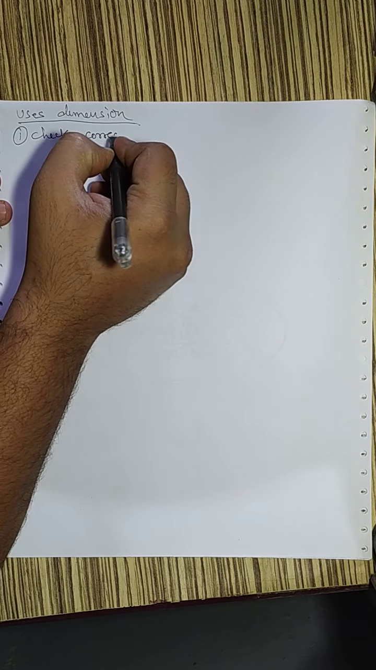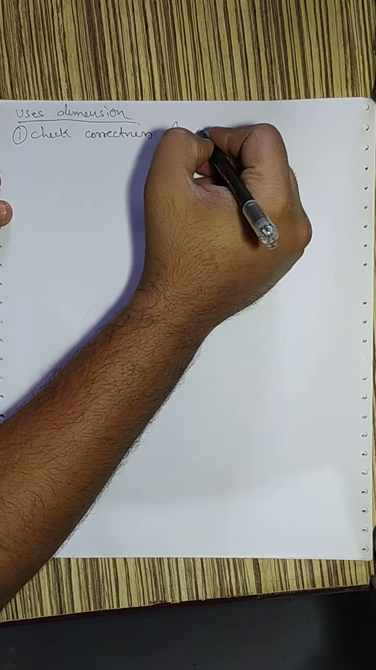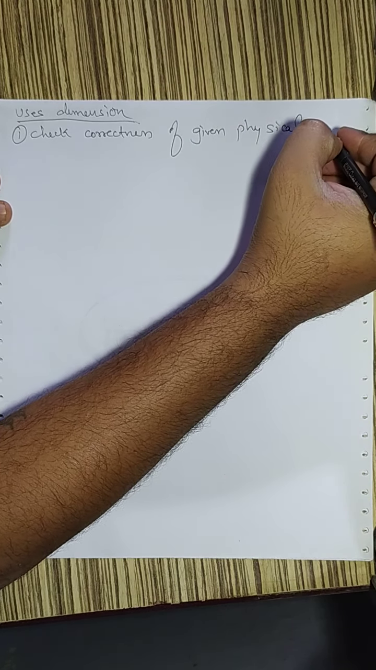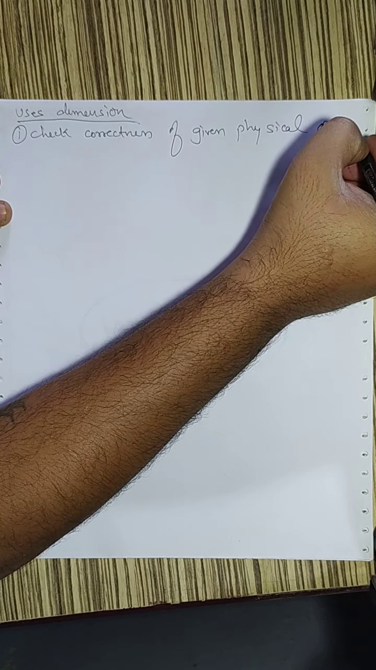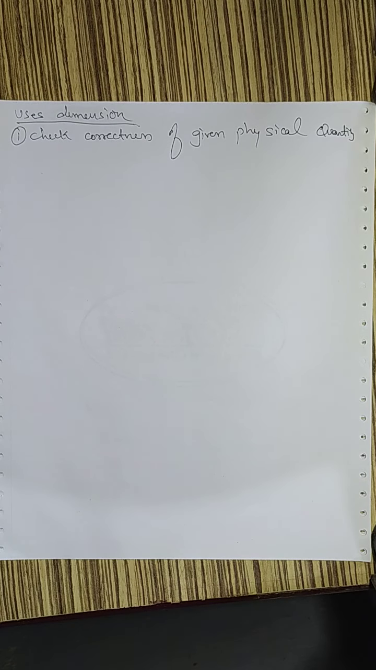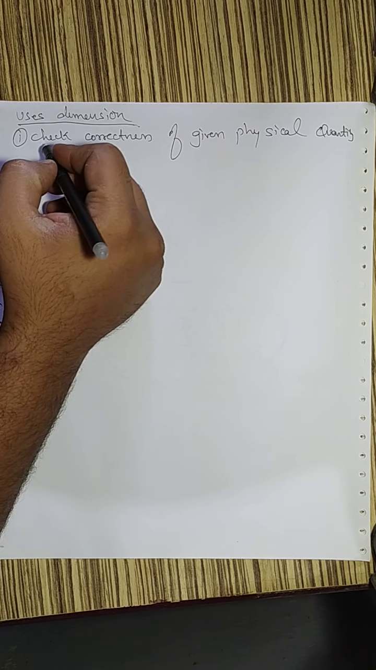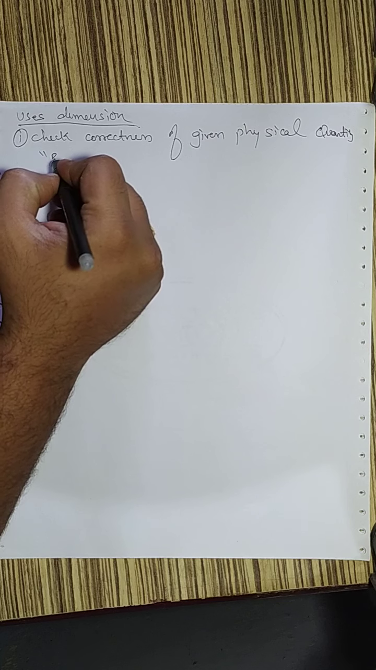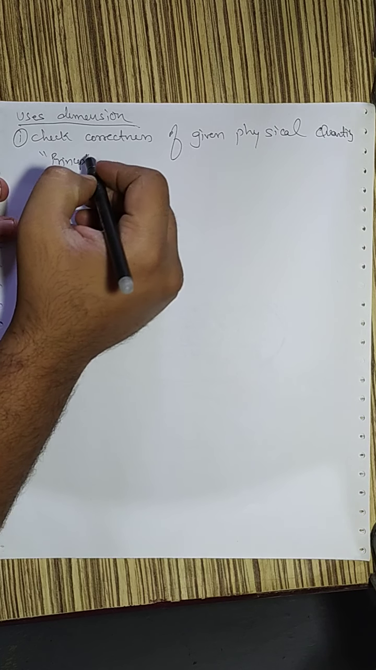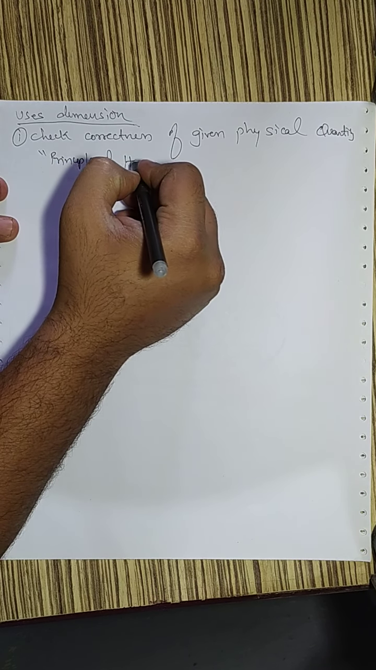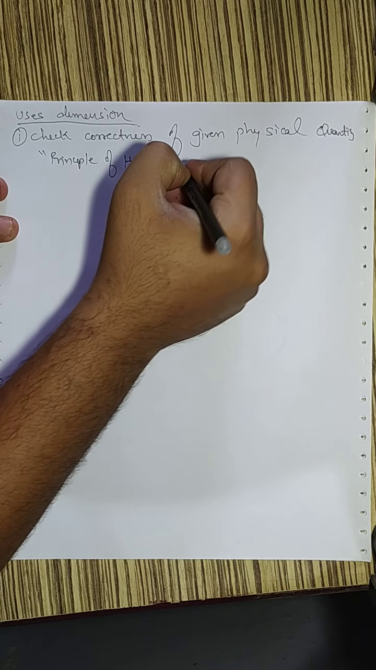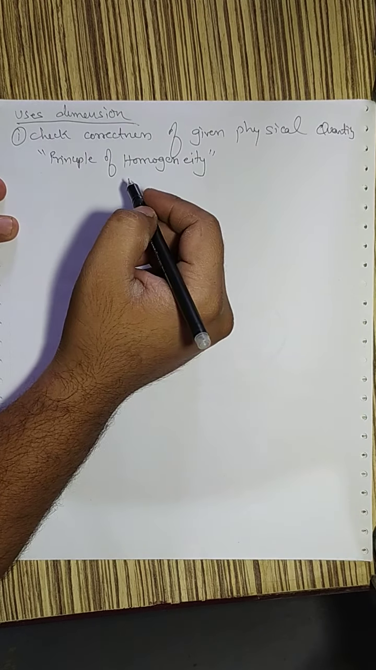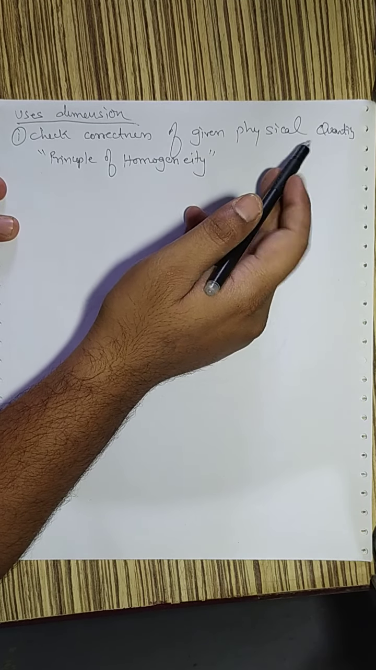Check correctness of given physical quantity. So very simple it is. This rule or this use involves the principle of homogeneity. It involves the principle of homogeneity to check correctness of the given physical quantity.